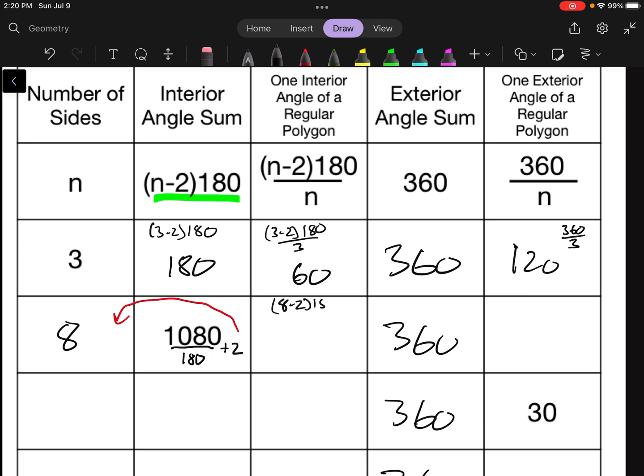8 minus 2 times 180 divided by 8, which is just 1080 divided by 8, which is 135. So this is an octagon. And then if we do 360 divided by 8, we're going to get 45.